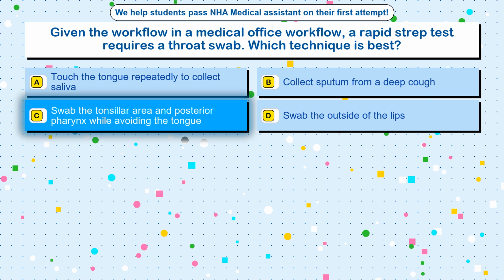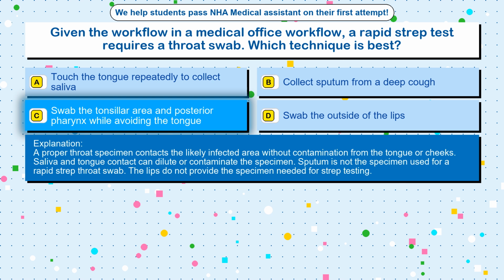The correct answer is option C, swab the tonsillar area and posterior pharynx while avoiding the tongue. A proper throat specimen contacts the likely infected area without contamination from the tongue or cheeks. Saliva and tongue contact can dilute or contaminate the specimen. Sputum is not the specimen used for a rapid strep throat swab. The lips do not provide the specimen needed for strep testing.